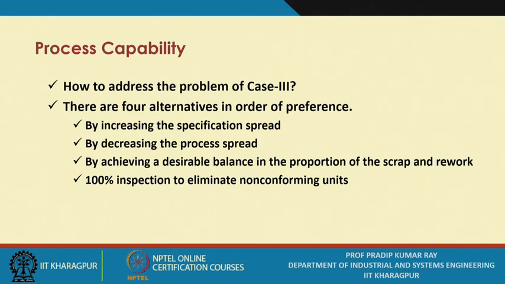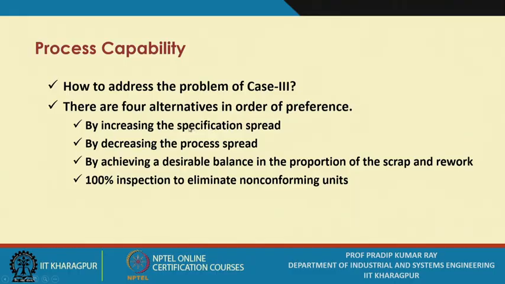Now before I conclude this session, I will refer to one aspect, that is how to address the problem of case 3. Case 1 is acceptable. Case 2 is also acceptable, but you are on your toes, because very soon you may lose control on the value of sigma. So that is to be avoided. Usually from case 1, you may directly go to case 3 in the majority of cases.